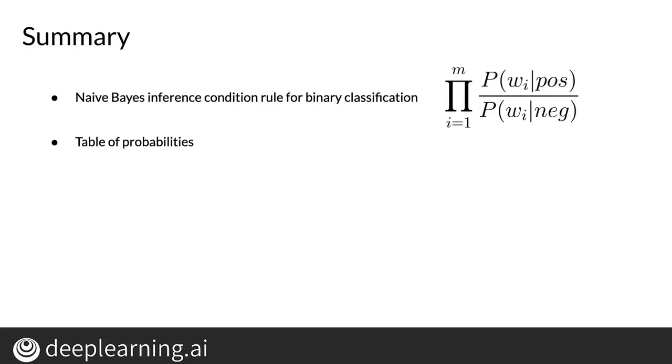So far, you've created a table to store the conditional probabilities of words in your vocabulary and applied the naive Bayes inference condition rule for binary classification of a tweet. Great. Next, you'll look into some issues with this implementation and how to fix them. Now you have seen how naive Bayes can be used to classify the sentiments of a tweet. In the next video, we will simplify the calculations before we implement it.